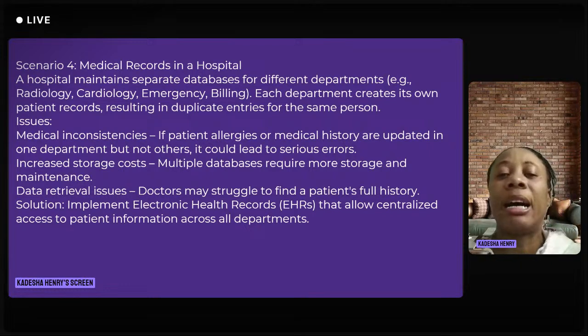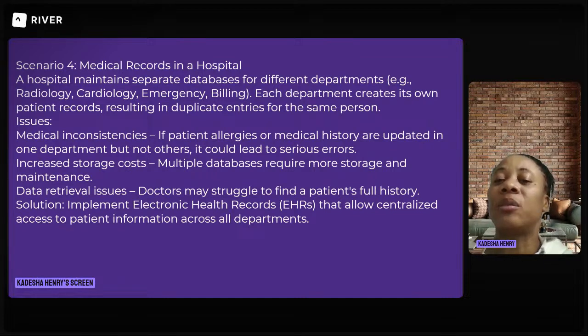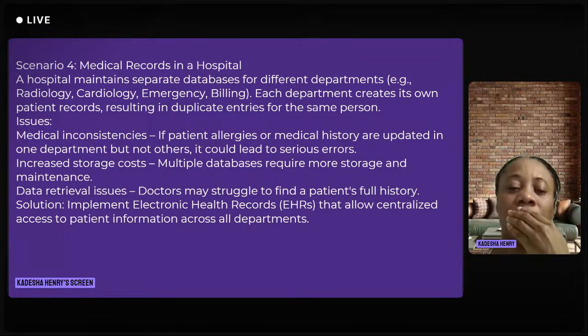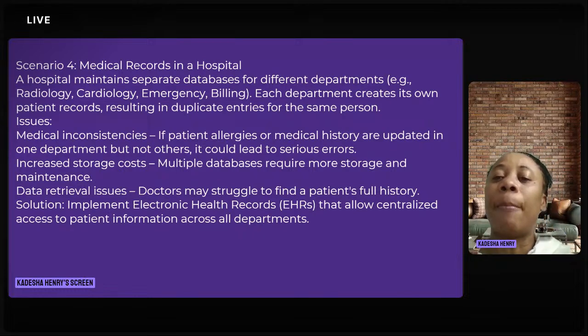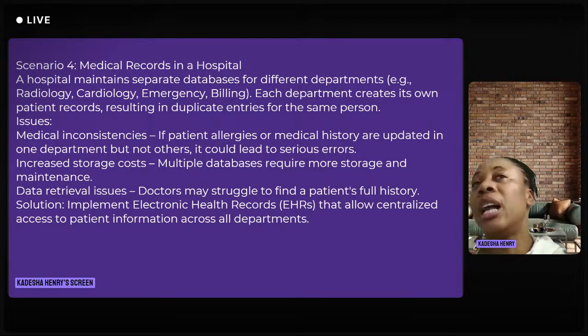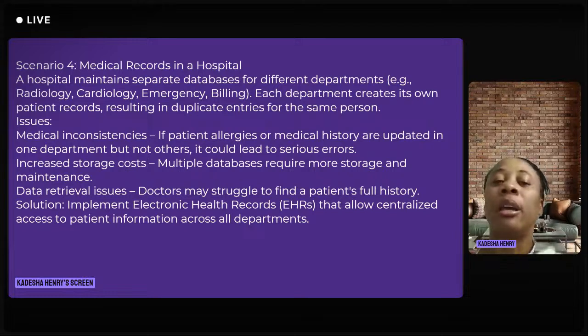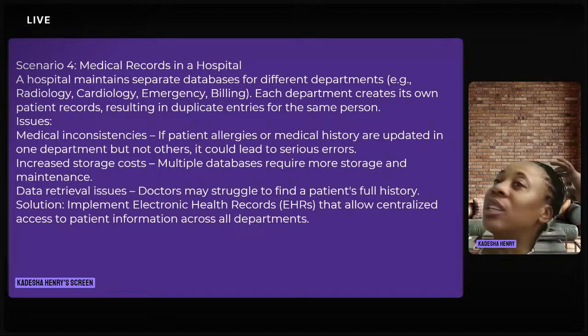Medical records in a hospital. Let's look at this scenario. A hospital maintains separate databases for different departments, right? Radiology, cardiology, emergency, and billing. Each department creates its own patient records. This causes confusion, resulting in duplicate entries for the same person. Because if cardiology has its own record, if radiology has its own record, and billing, what you're going to get is duplicates.